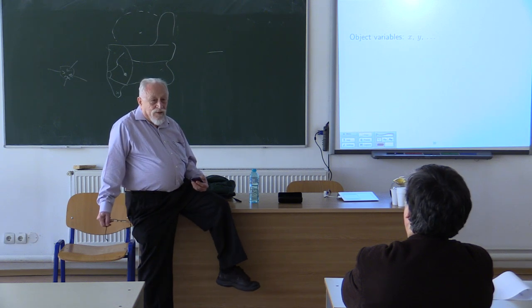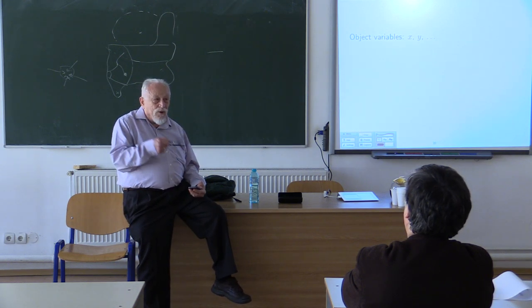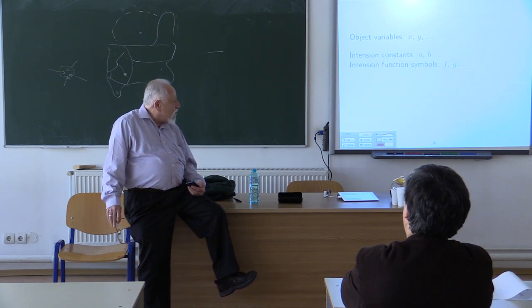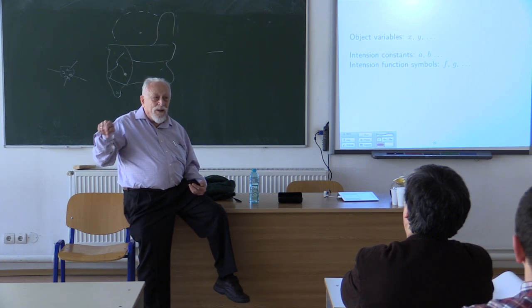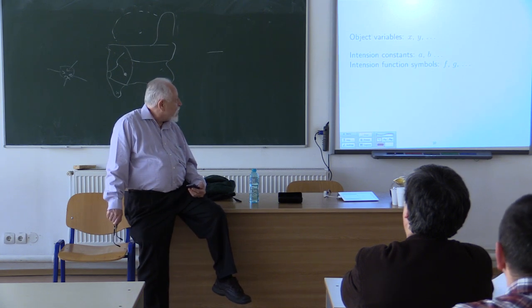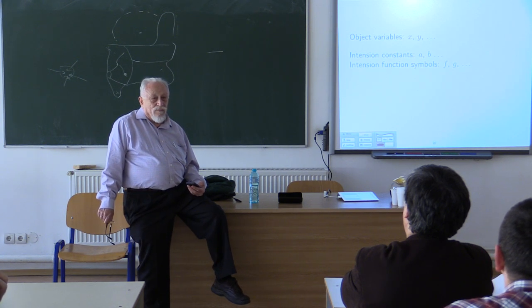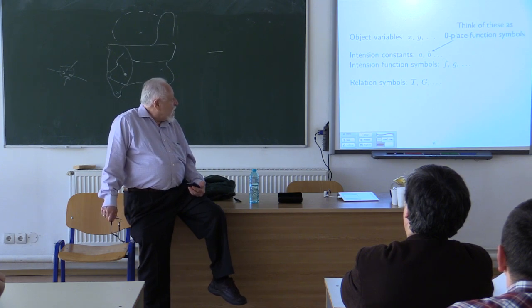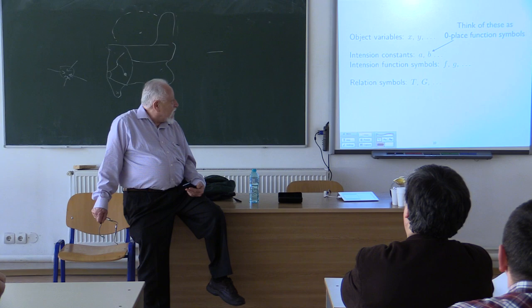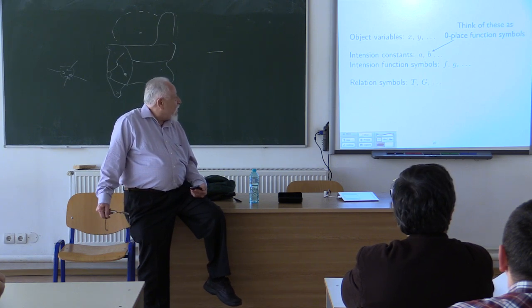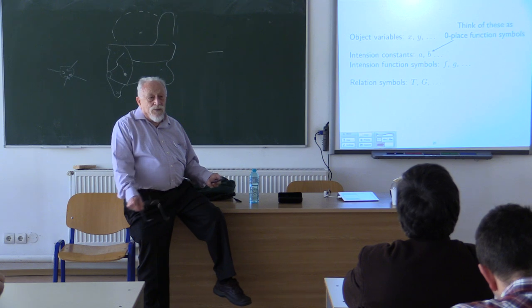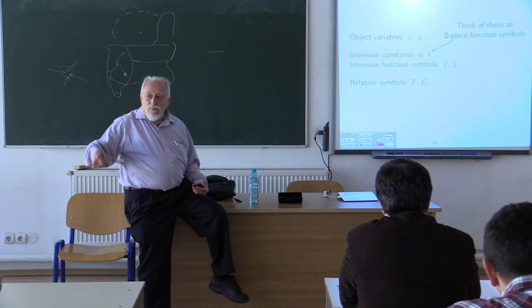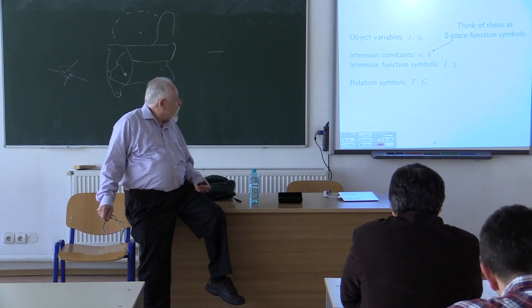But so we have object variables. These are used the way I did before. They take as values objects. Intention constants. These are non-rigid and pick out different objects under different circumstances. Intention function symbols. Relation symbols. Okay, it's often convenient to think of intention constants as zero-place intention function symbols. They just don't take arguments. So that means you don't have to give separate rules for the two of them. There's just one set of rules.